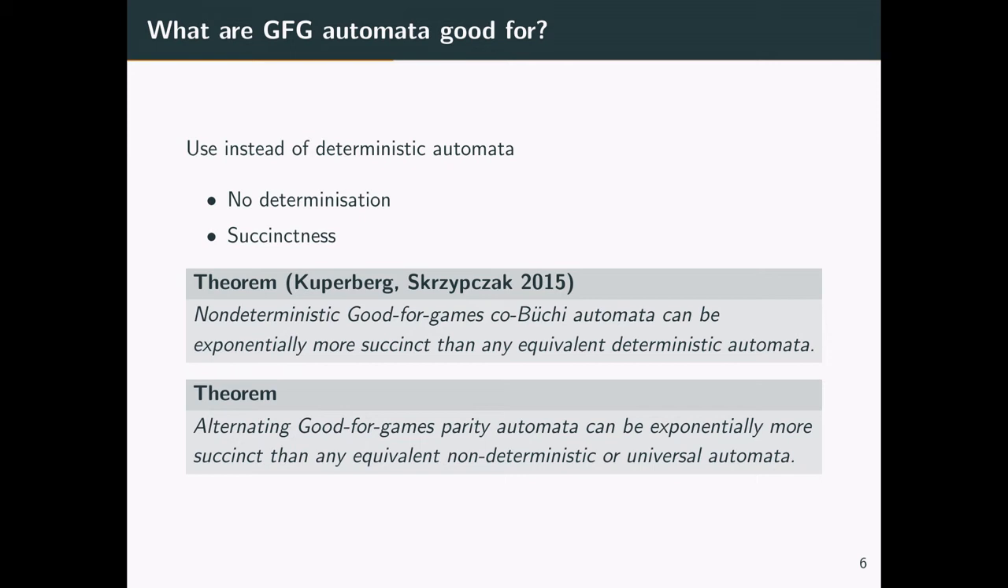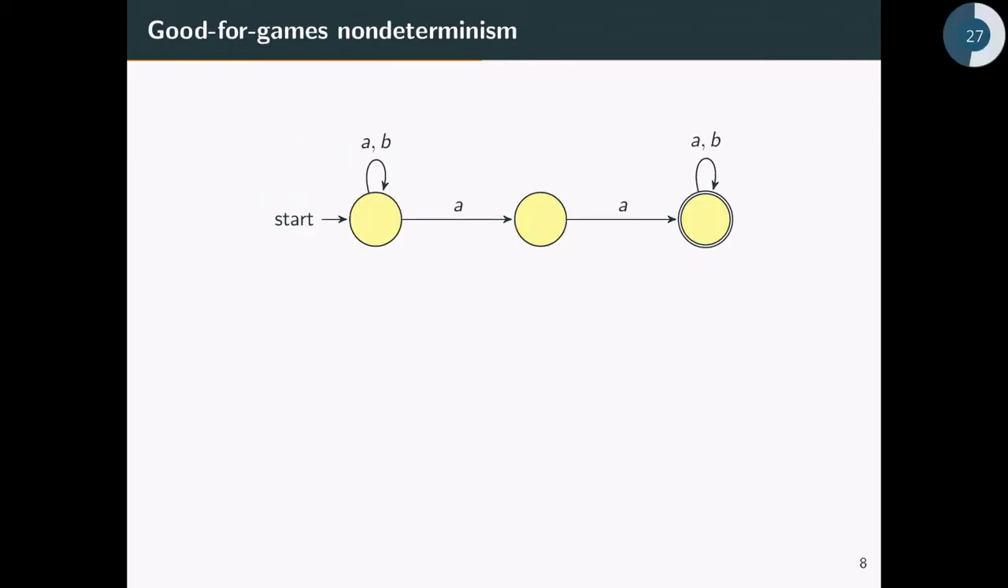So in this paper we extend this by now classic result of Kuperberg and Skrzypczak to also apply to alternating automata, between alternating and non-deterministic automata. So good for games automata can give us succinctness in our representations of regular languages. Now I've talked about what good for games automata are good for, so it is probably time to actually tell you what they are and how to define them.